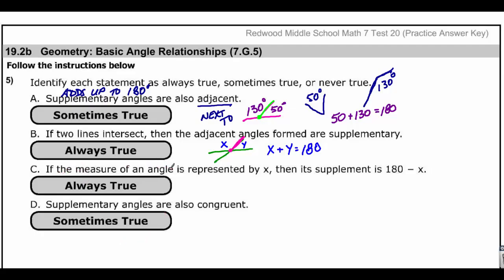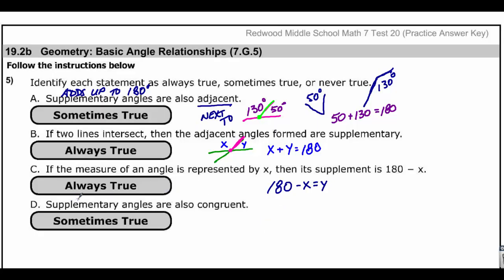C, if the measure of an angle is represented by X, then its supplement is X minus 180. Yeah, we can go back to this one right here. X plus Y equals 180, which means, if you took that a step further, to go to this next question, 180 take away the X is going to equal Y.